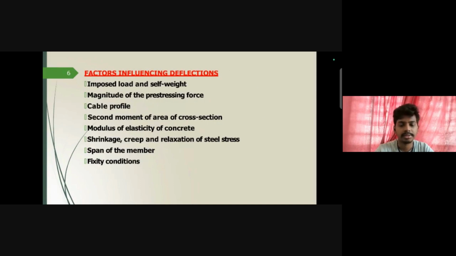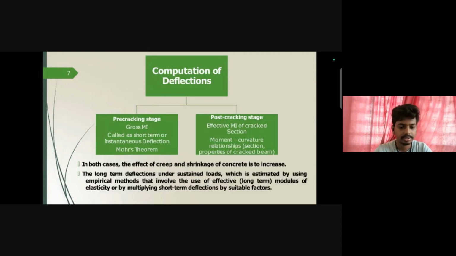Factors influencing the deflections. The factors are imposed load, self-weight, magnitude of the pre-stressing force, cable profile, second moment of inertia, modulus of elasticity of concrete, shrinkage and creep effect, span of the member, and the fixity conditions.